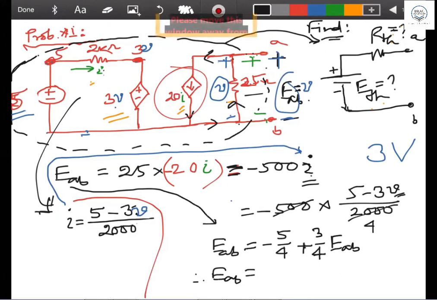Minus 5. Good. So all of you can check it is minus 5 volt. EAB means E Thevenin, right? So your E Thevenin is here. We can get the answer as minus 5 volt. So your 50% answer is done. All of you understand?